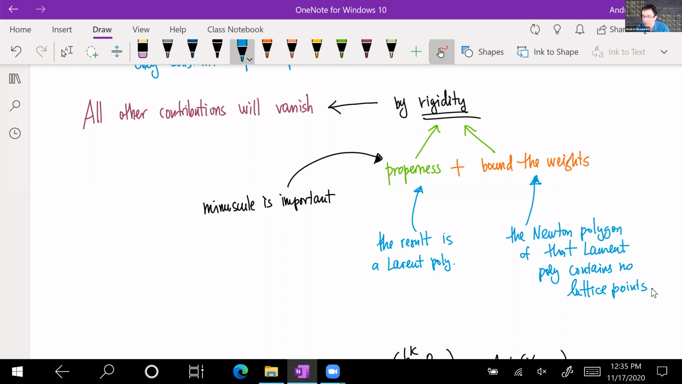So the result of a computation occurring in K-theory, in principle, we compute in localized K-theory first, so it's some rational function. Then if it's proper, it's actually a computation occurring in K-theory, so its result is a Laurent polynomial in some set of variables. Then bounding the weights means you bound the Newton polygon of that Laurent polynomial. If the Newton polygon is found to contain no lattice point, that means the result is 0. So that's how you argue.